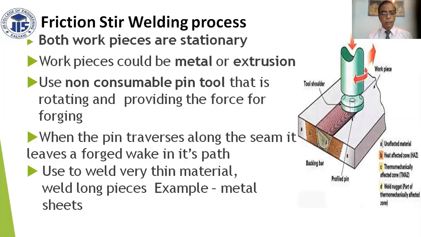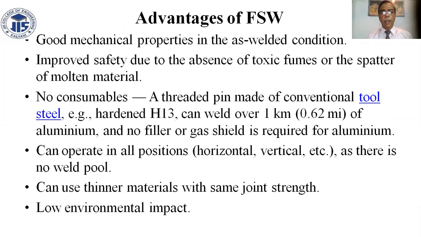It is used to weld very thin materials and long pieces, for example metal sheets. Advantages of friction stir welding: good mechanical properties in the as-welded condition, and improved safety due to the absence of toxic fumes or spatter. So no toxic fumes, spatter, or molten metal.